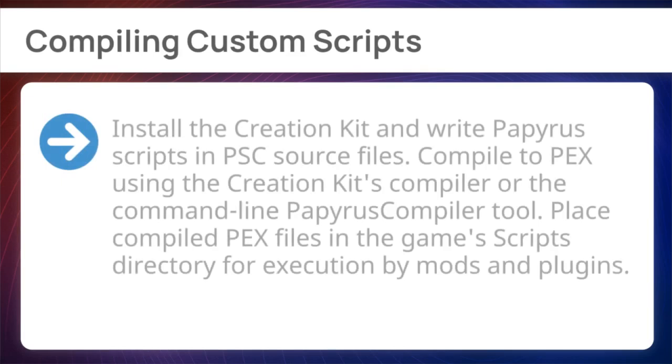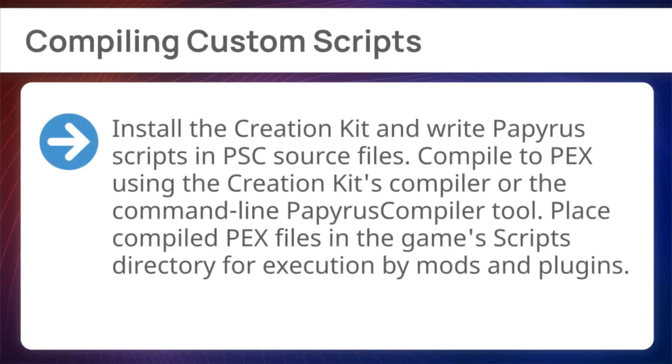Next, compiling custom scripts. Install the Creation Kit and write Papyrus scripts in PSC source files. Compile to PEX using the Creation Kit's compiler or the command line Papyrus compiler tool. Place compiled PEX files in the game's scripts directory for execution by mods and plugins.